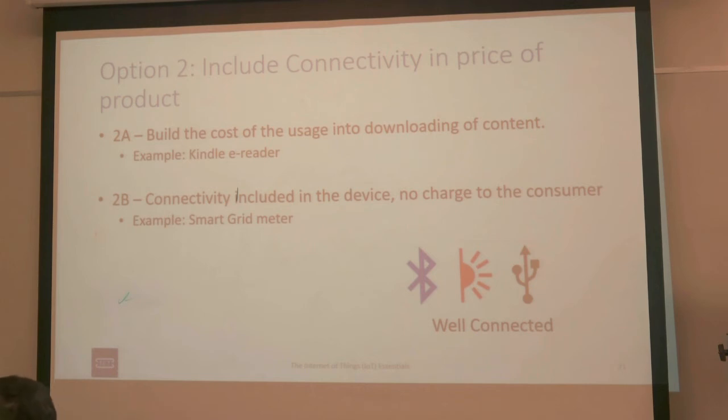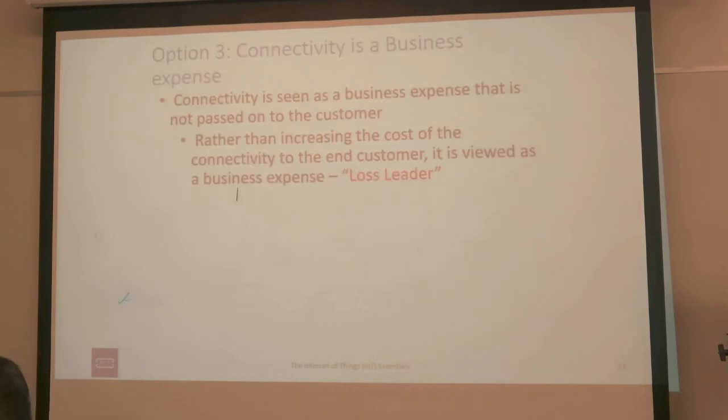Example, smart grid meter. They don't charge you for that. They collect the data. That's what we have in our houses nowadays. And there's option three, which is connectivity as a business expense. So you as a business eat it. You pay for it. Connectivity is seen as a business expense that is not passed on to the customer.